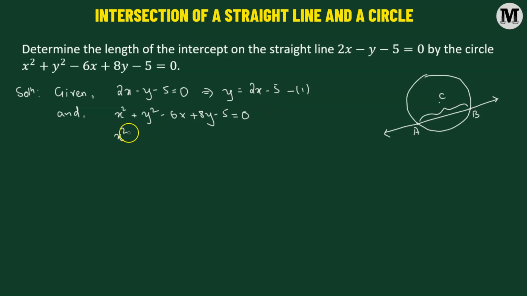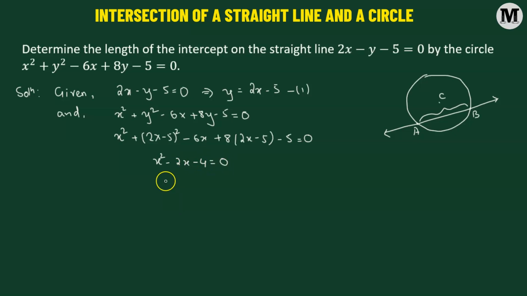That means we will get x squared plus, in place of y squared, we have (2x minus 5) whole squared, minus 6x plus 8y. So what's y here? y is 2x minus 5, minus 5 equals 0. Now when we simplify this equation, we're going to get a quadratic equation, x squared minus 2x minus 4 equals 0.